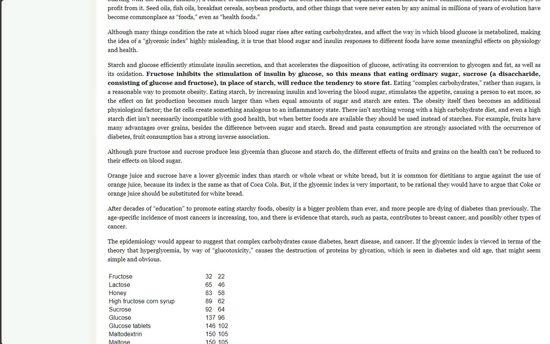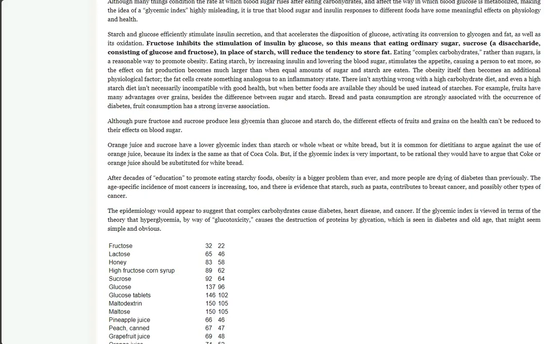Many things condition the rate at which blood sugar rises after eating carbohydrates and affect the way in which blood glucose is metabolized, making the idea of a quote-unquote glycemic index highly misleading. It is true that blood sugar and insulin responses to different foods have some meaningful effects on physiology and health. Starch and glucose efficiently stimulate insulin secretion, and that accelerates the disposition of glucose, activating its conversion to glycogen and fat, as well as its oxidation.